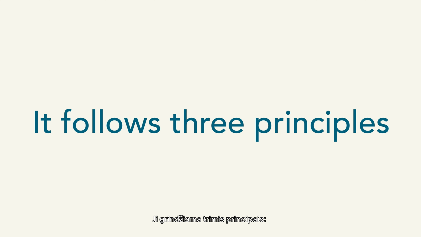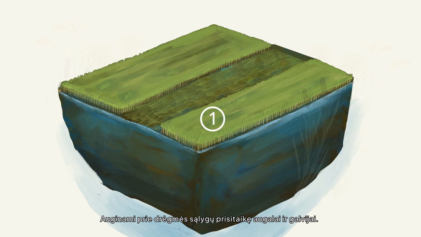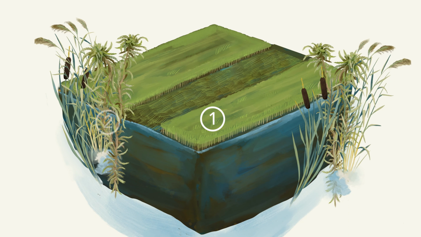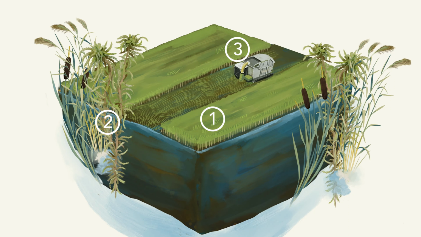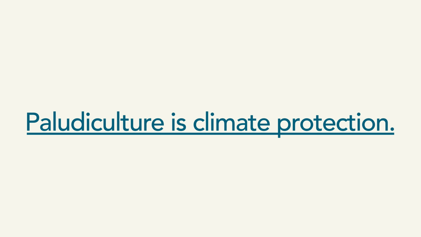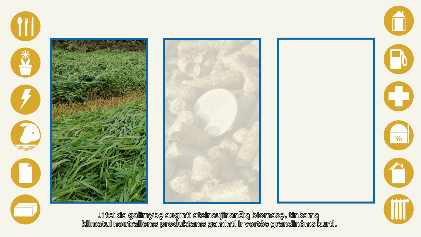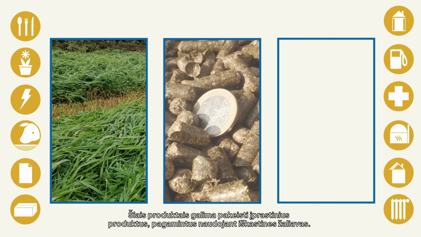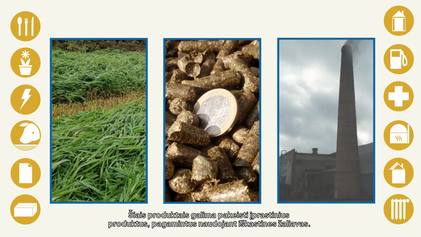It follows three principles: farming on wet, including re-wetted peatland soils, working with site-adapted species, and soil-conserving harvesting of above-ground biomass. Paludiculture is climate protection. It enables the production of renewable biomasses for climate-neutral products and value chains. These products can be used to replace conventional products based on fossil raw materials.